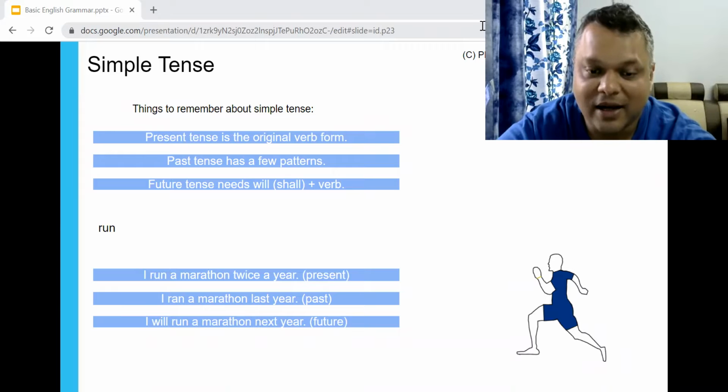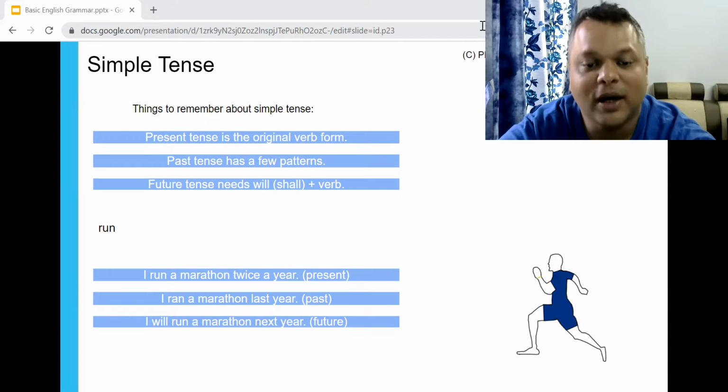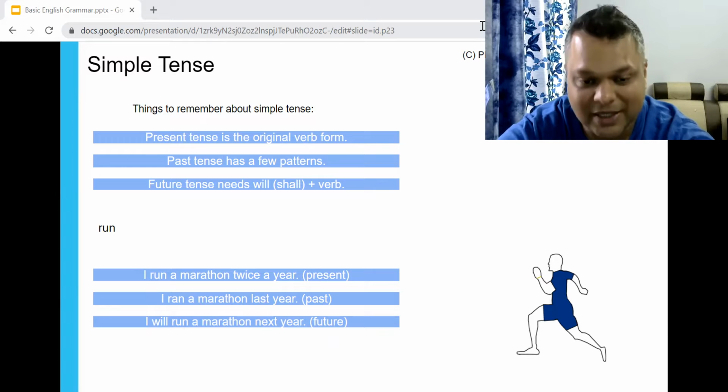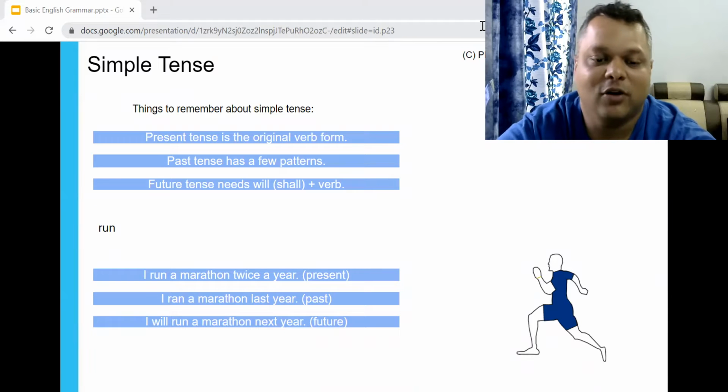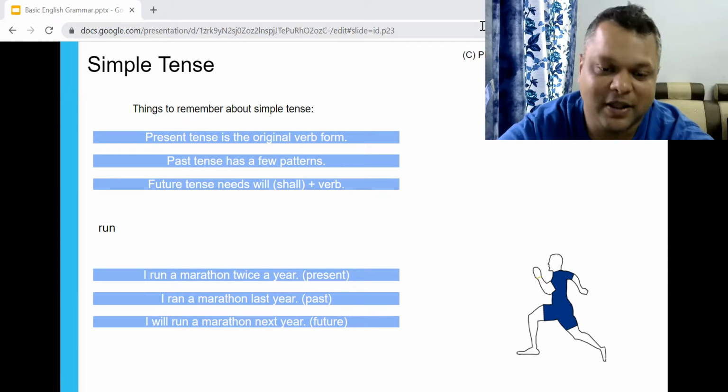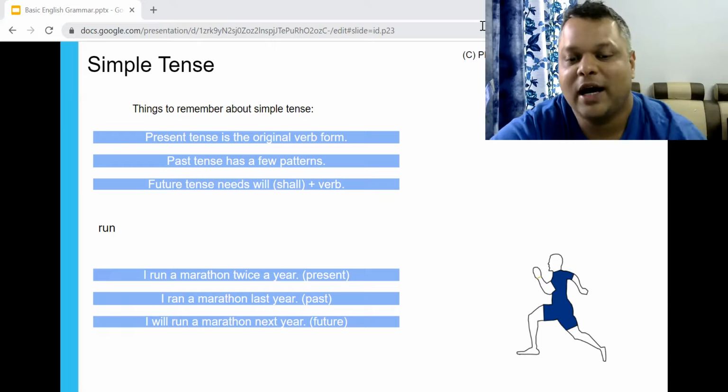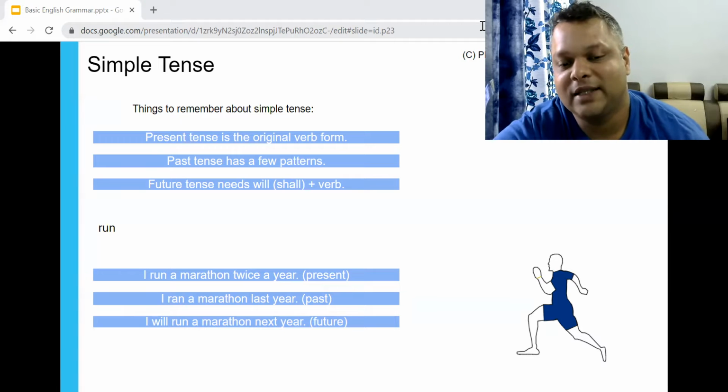राइट. आई रन अ मैराथन ट्वाइस अ ईयर, वो प्रेजेंट बोल रहा है, मतलब मैं साल में 2 बार मैराथन भागता हूं. सो इट्स प्रेजेंट. आई रैन अ मैराथन लास्ट ईयर, तो ये पास्ट की बात कर रहा है. अभी लास्ट सेंटेंस देखो, आई विल रन अ मैराथन नेक्स्ट ईयर, ये अभी फ्यूचर की बात कर रहा है.